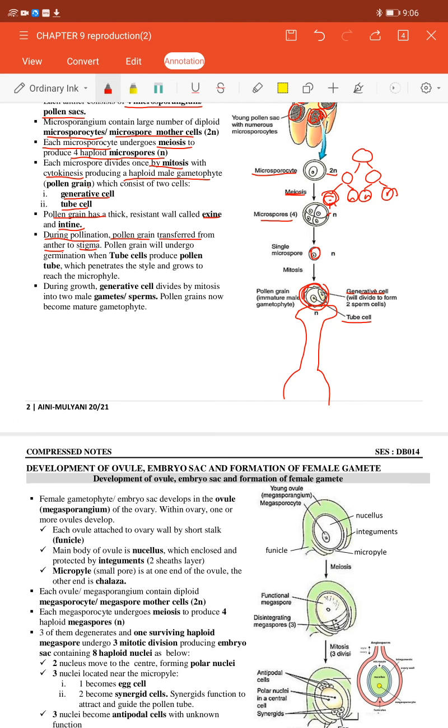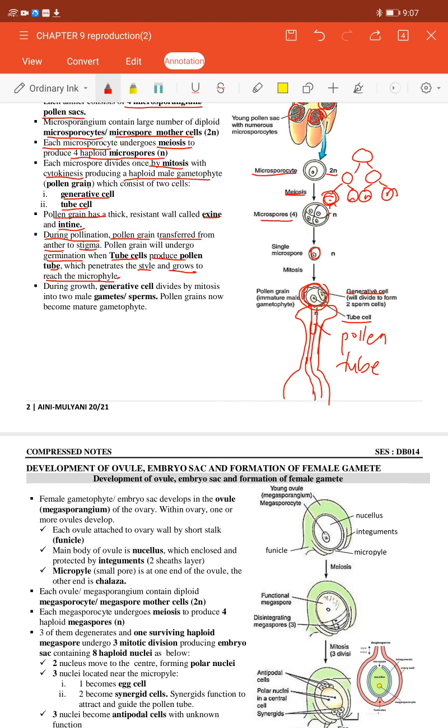Okay, pollen grain will undergo germination. So, ini pollen grain akan germinate when tube cell produce pollen tube. Kalau kamu ingat, in the pollen grain got tube cell. So, tube cell ni akan hasilkan pollen tube. So, ini adalah pollen tube. Okay, and which penetrates the style and grows to reach the micropyle. Micropyle ni adalah dalam ovary lah. So, dia akan grow through the style ni, yang tengah-tengah ni, sepanjang dan dia akan sampailah ke ovary. Okay, which is the specific part is micropyle lah.